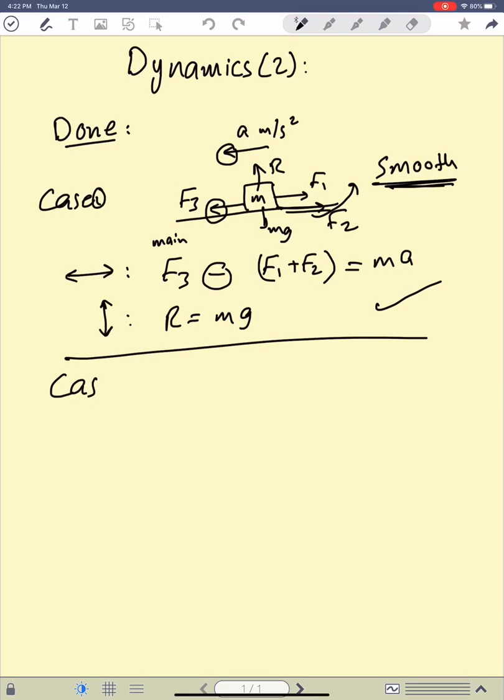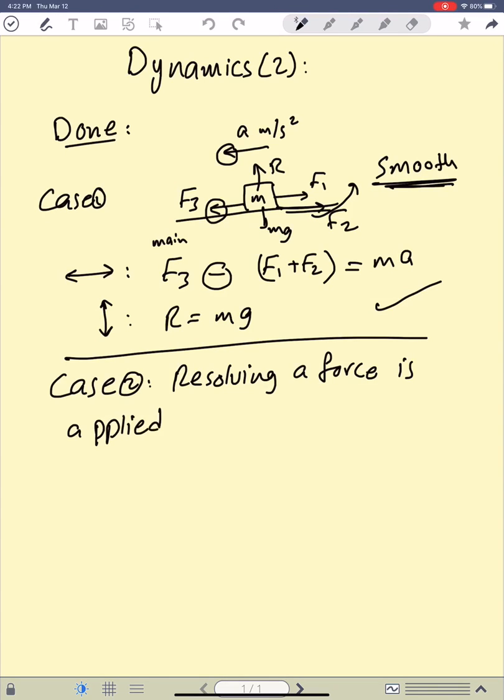Our case today is resolving forces, where a force is applied at an angle, my dear students, at an angle to the direction of motion.